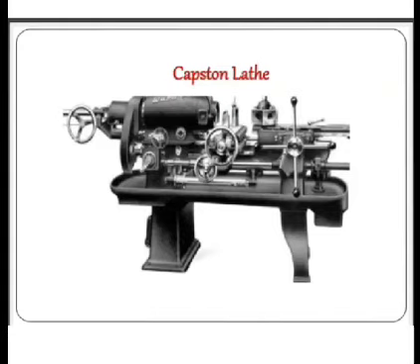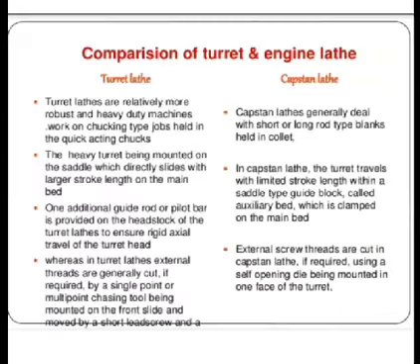The tools are mounted on the square turret and 6 pieces of hexagonal turret. The feeding movement is obtained when the ram moves from left to right, and when the ram moves backward, the turret indexes automatically and the tool mounted on the next phase comes into operation. Here is the comparison of turret and engine lathe.